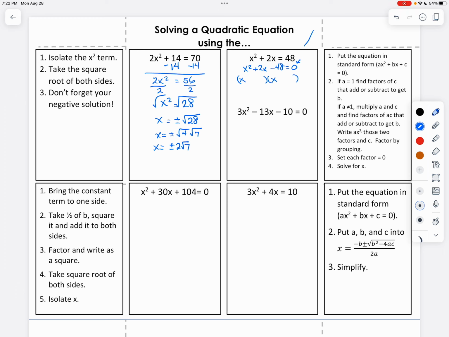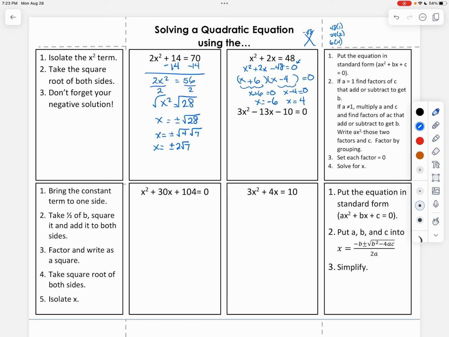And factors of negative 48 that can subtract to become a positive 2 are, well, we have 48 times 1, 24 times 2, 6 times 4. 6 times 4 can subtract to become a positive 2. So we need a positive 6 and a negative 4. So our first factor is x plus 6. That's got to be equal to 0, or x minus 4 is equal to 0. If x plus 6 equals 0, x is a negative 6. If x minus 4 equals 0, x is a positive 4.